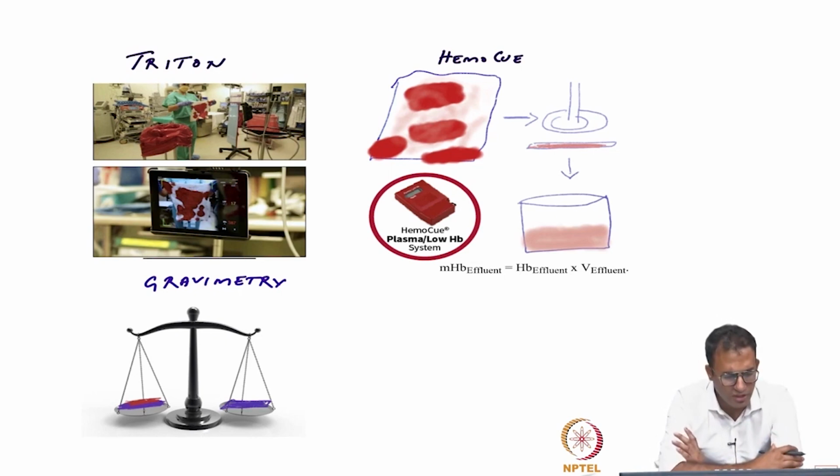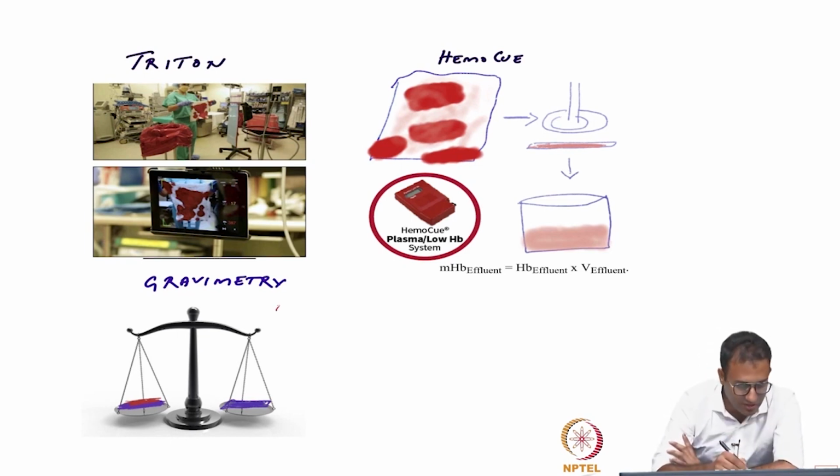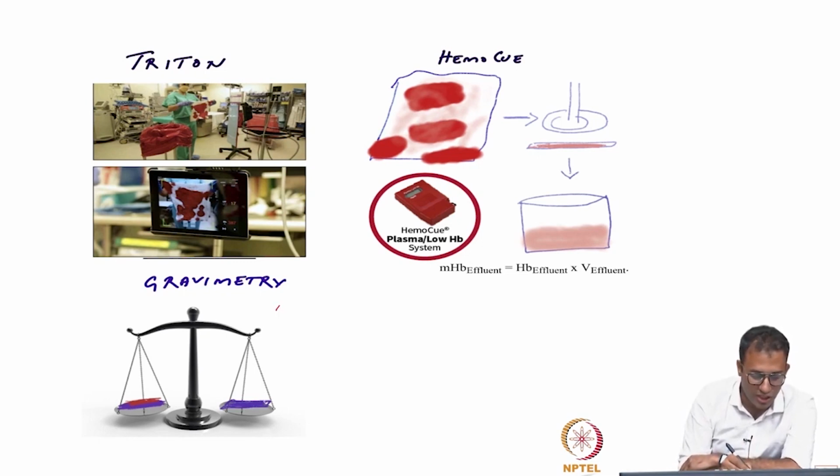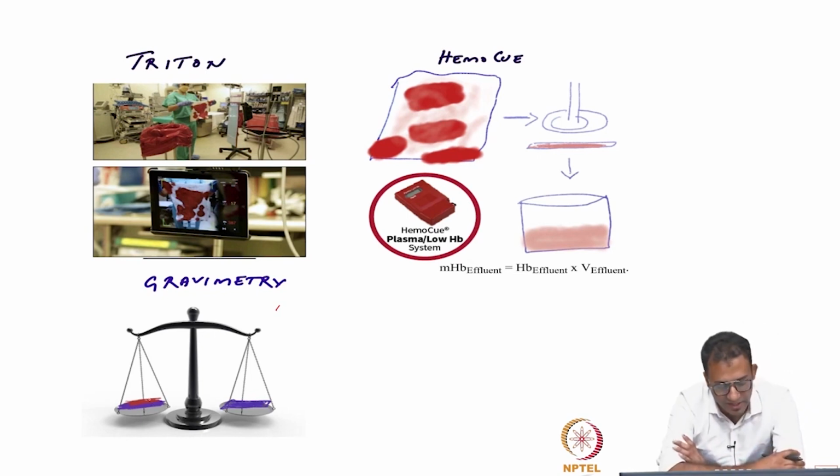So as I told you about Triton, the nurse collects all the operating sponges and shows them in front of a camera system powered by an Apple iPad 2 using computer vision and deep learning algorithms. Of course, I am not going to be delving too much into the specifics of the deep learning algorithms and the computer vision tools they have used. So using these particular images of the sponge, they have been able to identify the amount of hemoglobin loss. The second method is gravimetry, basically where you measure the sponge before it encounters blood, and then you measure the sponge after it encounters blood, and then you try to estimate the hemoglobin loss.